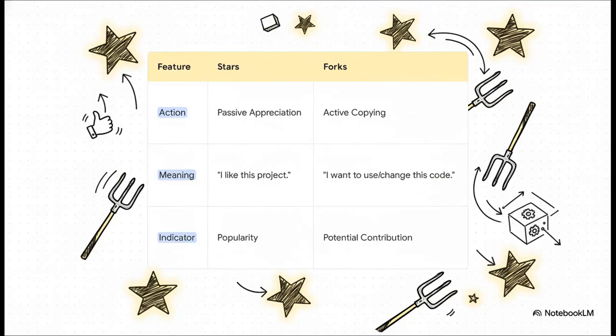So let's put it this way. A star is passive. It's a thumbs up. It just means, I like this. A fork is active. It means I'm going to take this and do something with it. So while stars tell you about popularity, forks tell you about potential. It's a huge clue that people find the project so useful they want to build on it themselves.